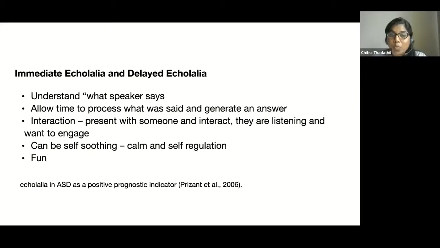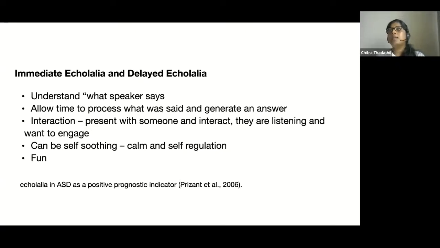And I want you as parents to understand that children with autism oftentimes are actually present with you when you're asking that question, and they want to interact with you, and they're trying to let you know that, look, I'm actually listening to you. Okay. And for many children, this repetition can be self-soothing. It can help them to calm themselves down and regulate.